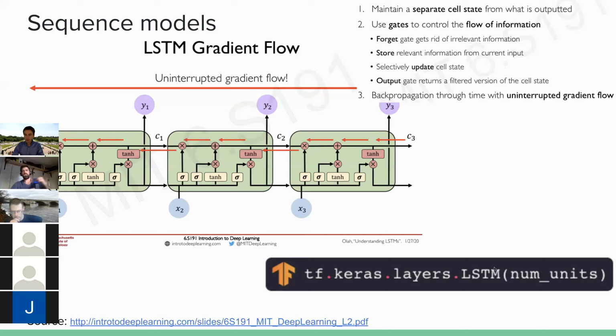And in TensorFlow, the class that implements this type of network is called LSTM, where you take the number of units as the input, which is the dimensionality of this cell state.